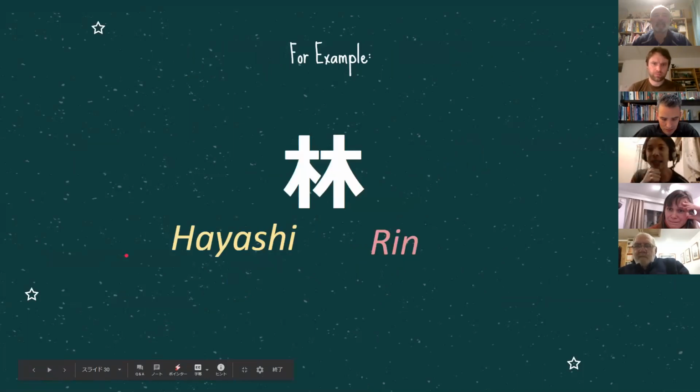So this is an example. Hayashi, that's a very typical Japanese family name. But the same kanji can also be a very common Chinese name. So if it's a Japanese person, then you should call him Hayashi, Hayashi-san. And if it's a Chinese person, then you should call him Lin-san, like Jeremy Lin, the basketball player.